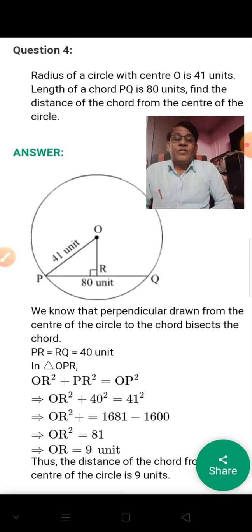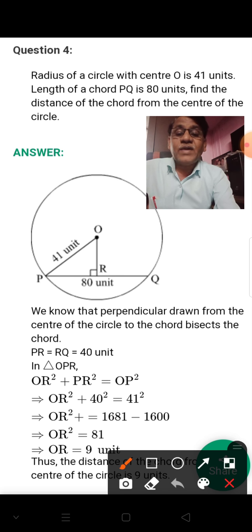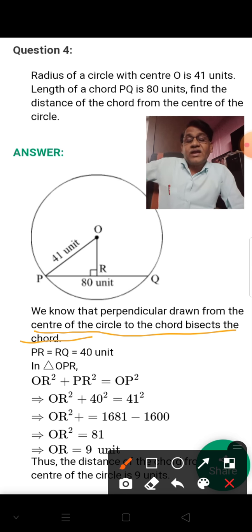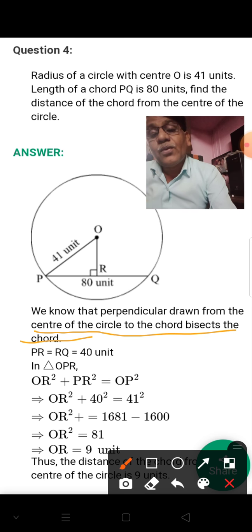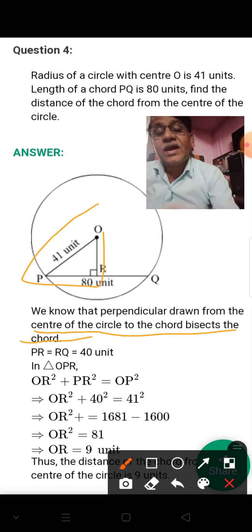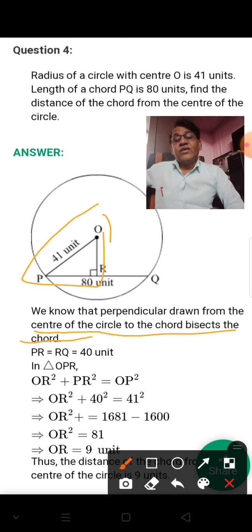Now here we know that a perpendicular drawn from the center of the circle to the chord bisects the chord. This is the theorem. You already know this theorem. So by using this theorem, PR is equal to RQ is equal to 40 units. Means total is 80, so half of 80 is 40. So PR is 40 and RQ is 40. Right. Now in triangle OPR, what we know is that OP is known and PR is known. So you have to find out OR.